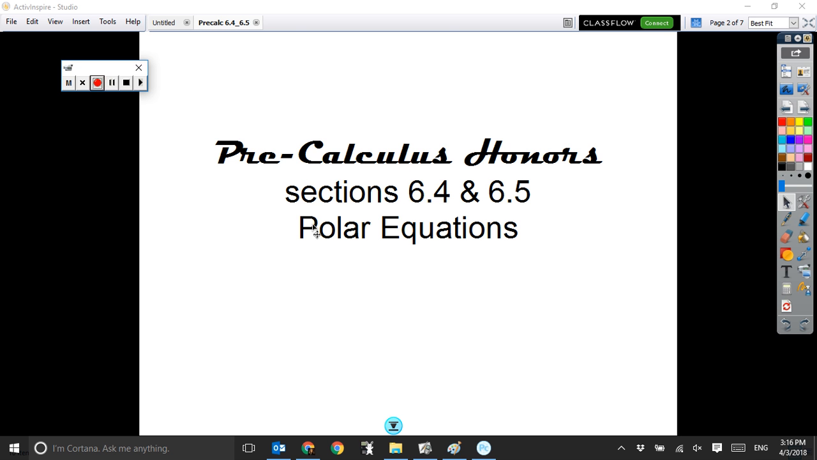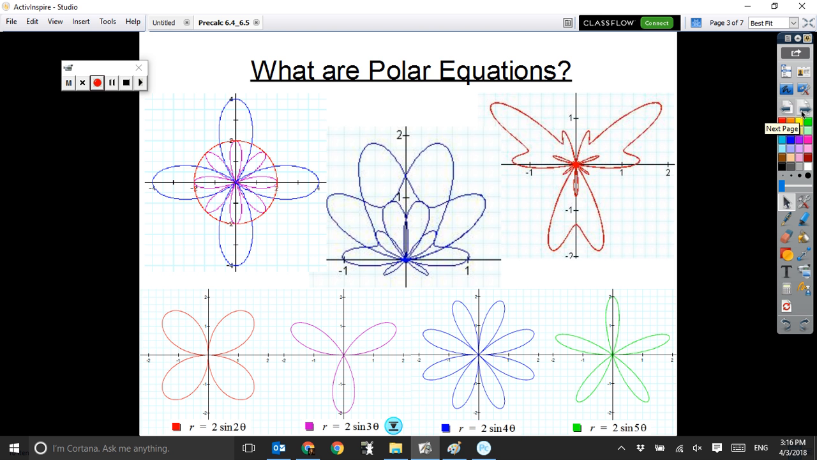Alright, so in 6.3 we talked about parametric equations. So in 6.4 and 6.5 we're talking about polar equations. Switch over. These are some examples of graphs with polar equations. Notice they look very different than some of the equations we've seen up to now. But these are examples of what a polar equation looks like. And at the very bottom of the screen, you'll even see some polar equations.